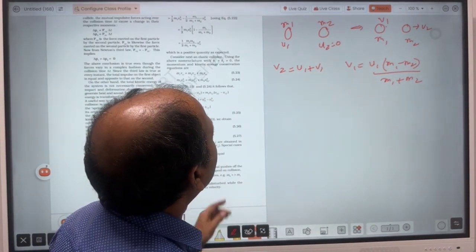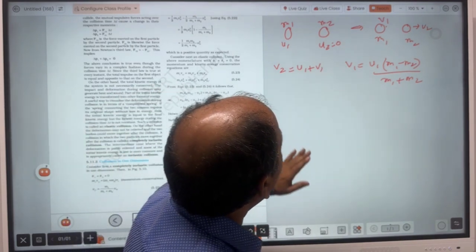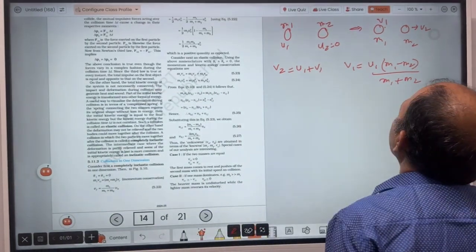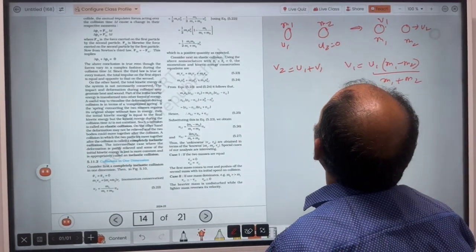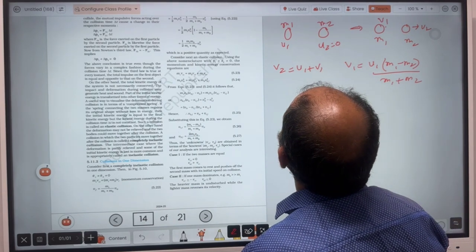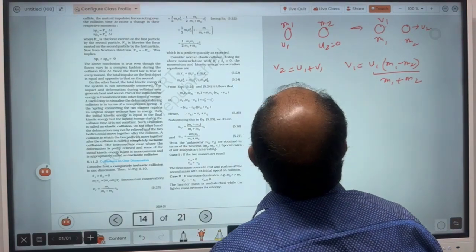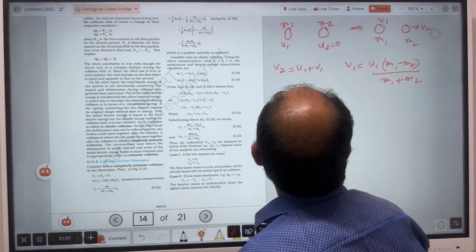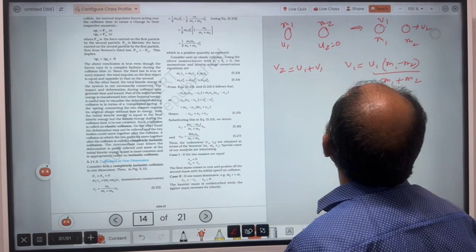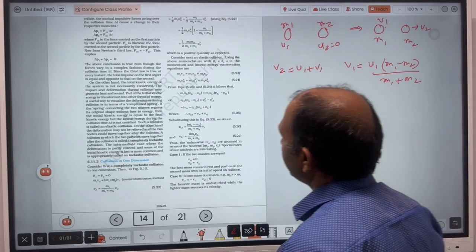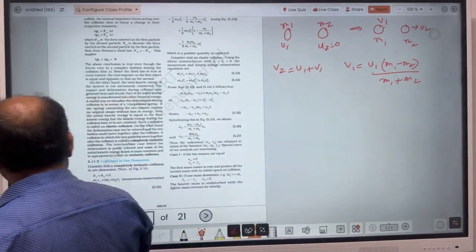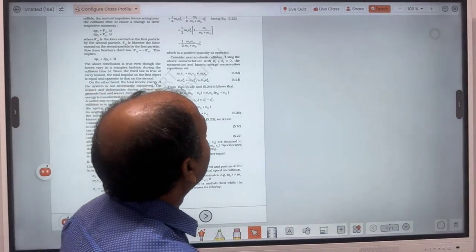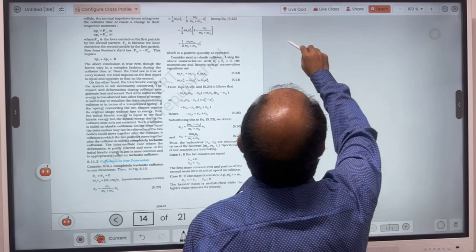But here I would like to tell one more case, when the second body is not at rest. In that case, suppose you have to find out the relative velocities. So there is an important relation. The relation is: relative velocity of approach equals relative velocity of separation. So let's try to derive that concept also. That is also one important concept.